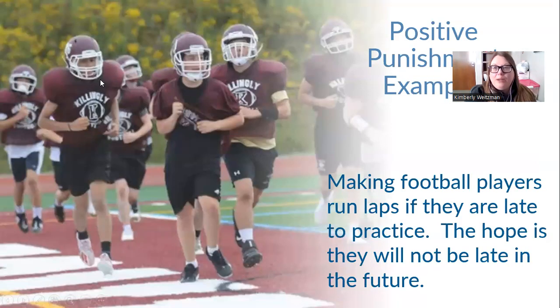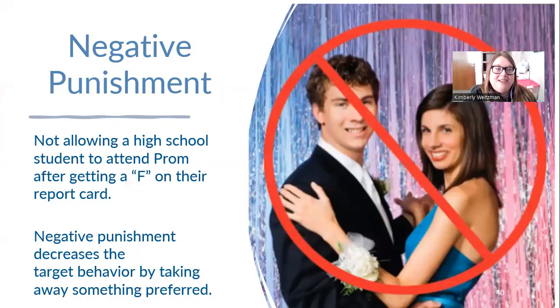Here's my example of positive punishment. If a football player is late to practice, their coach makes them run laps in the hope that they will not be late to practice in the future. So we're adding what is thought to be an aversive circumstance after an undesirable behavior of being late to practice. So that's an example of positive punishment, adding something to the situation to decrease the likelihood that it occurs again in the future.